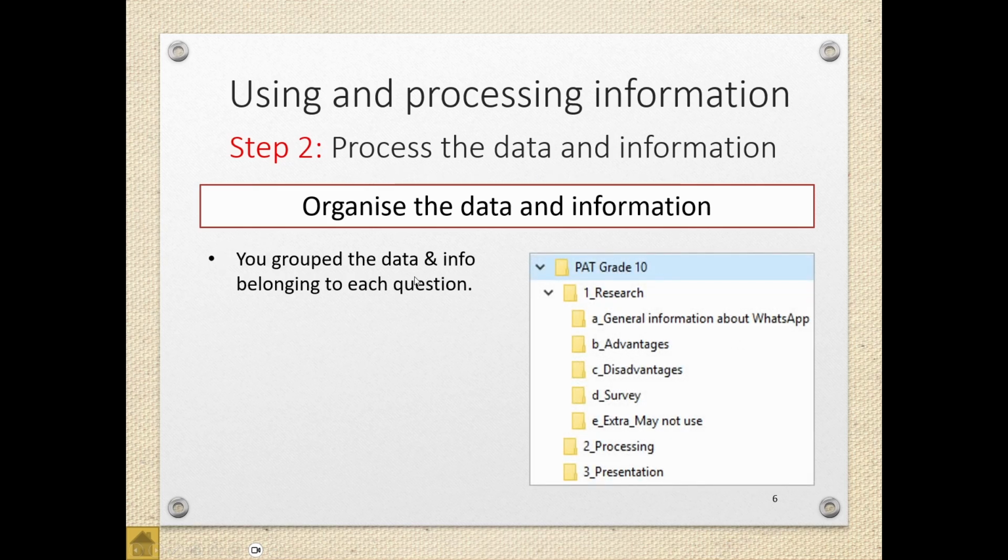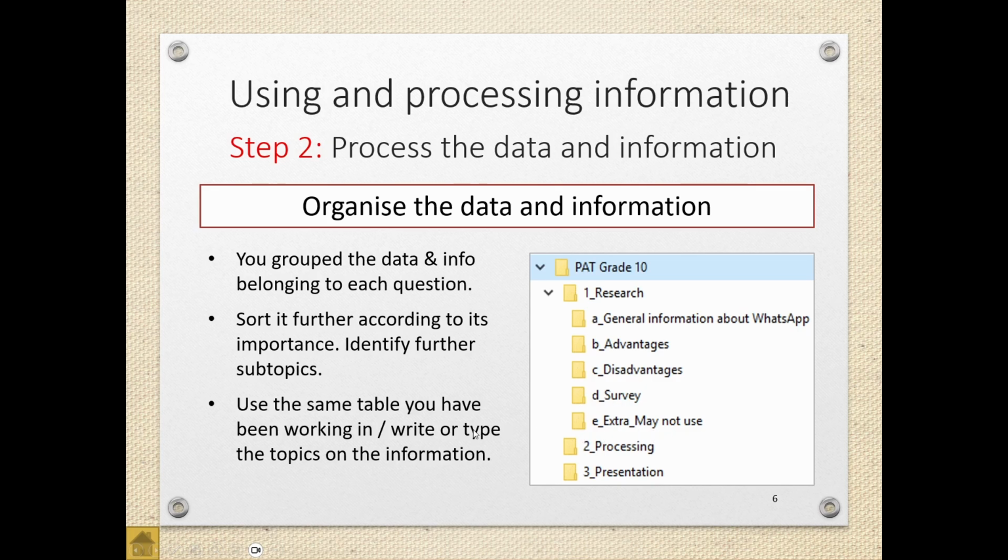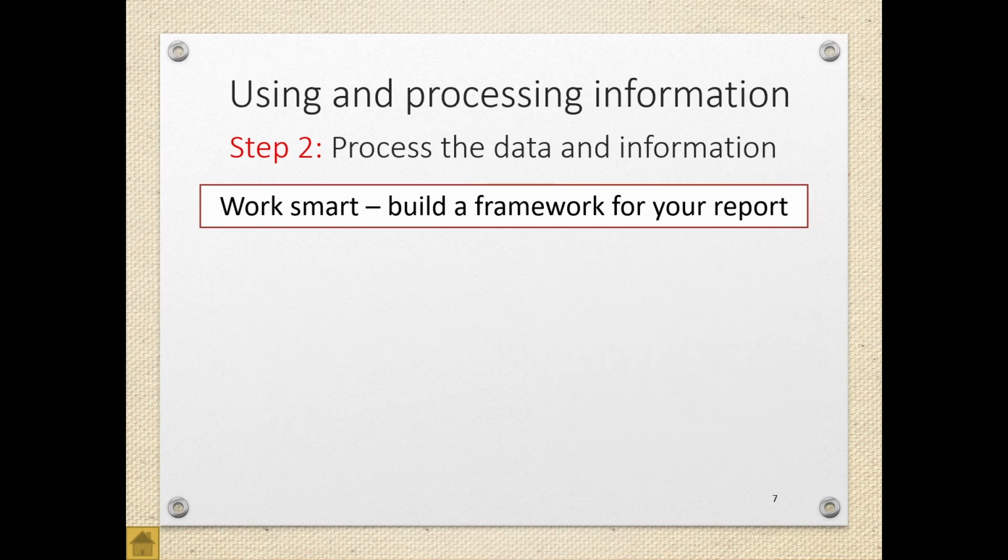You want to group the data and info belonging to each section. So there you can see under the grade 10 PAT what that individual did. Sort it further according to its importance. So this one said, okay, this is my research, and under research I've got general info about WhatsApp. Remember, that's the topic that we're going for in these slides. And then under that, well, the advantages, the disadvantages, maybe info that came from a survey and extra that you may not use. Okay, so this is how we just organize the data. And the more organized it is, the easier it's going to be when we want to now take it and end up presenting it.